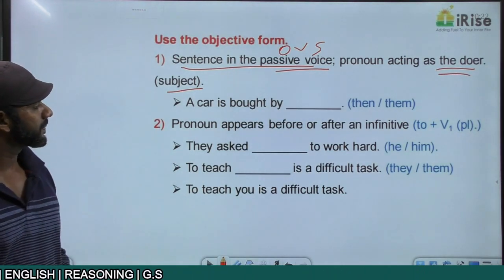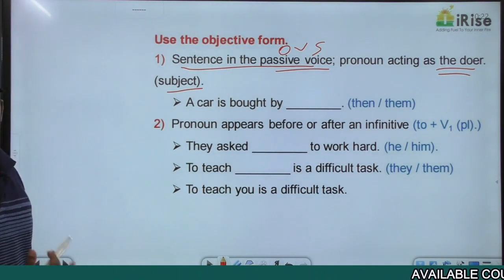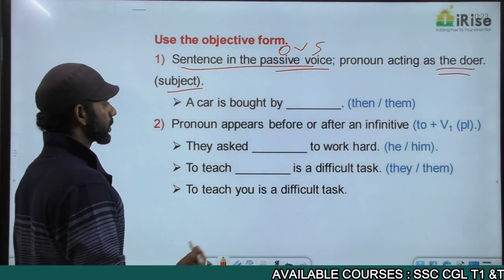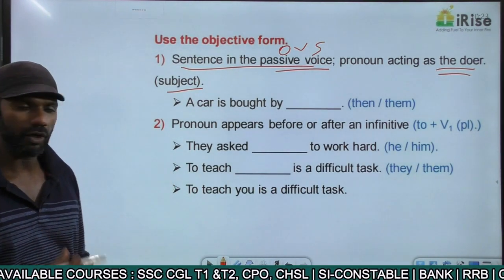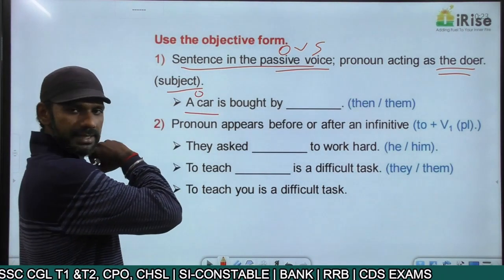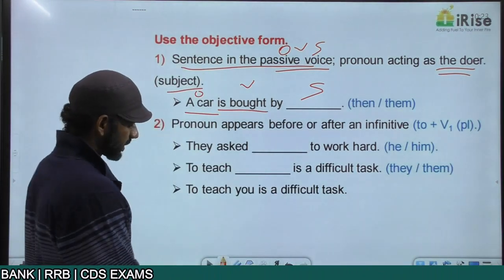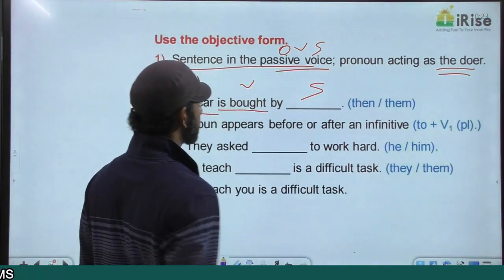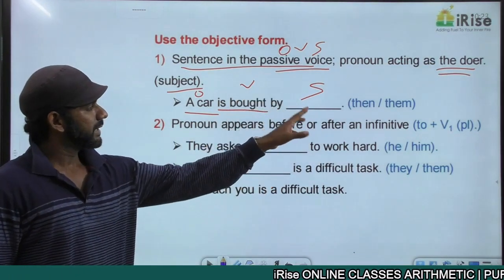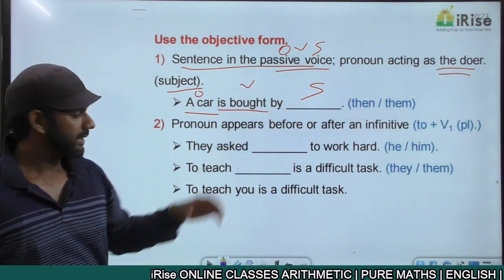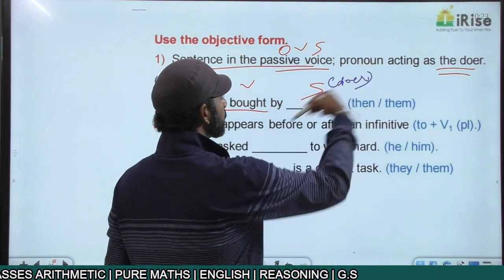Come to the statement beginning: A car is bought by dash. By comes in the passive voice, so this sentence is in the passive voice. A car is bought means a car is receiving the action. Object comes to the beginning in the passive voice. Is bought is the verb here. This blank must be the subject because the order of passive voice is object, verb, subject. The pronoun must come in this blank, and according to the sentence, the pronoun is acting as a subject, the doer.